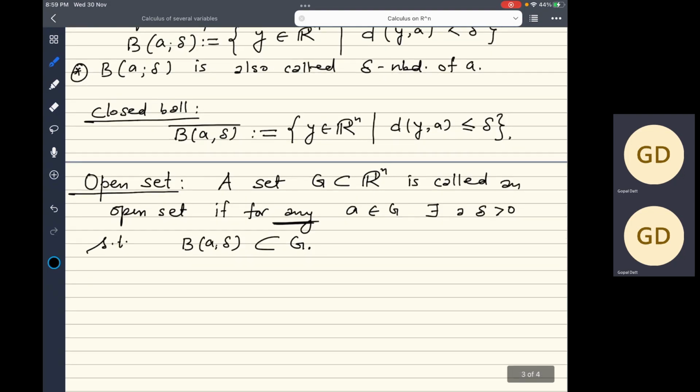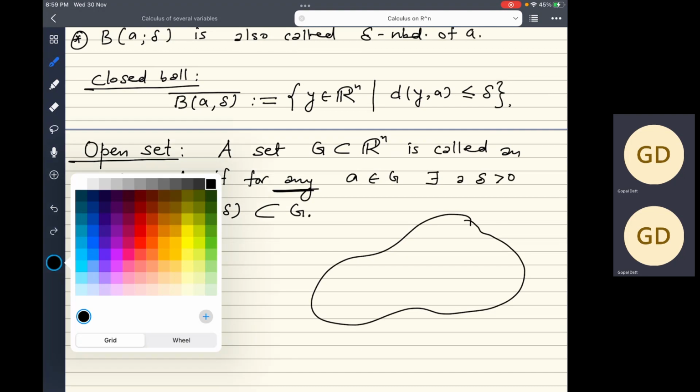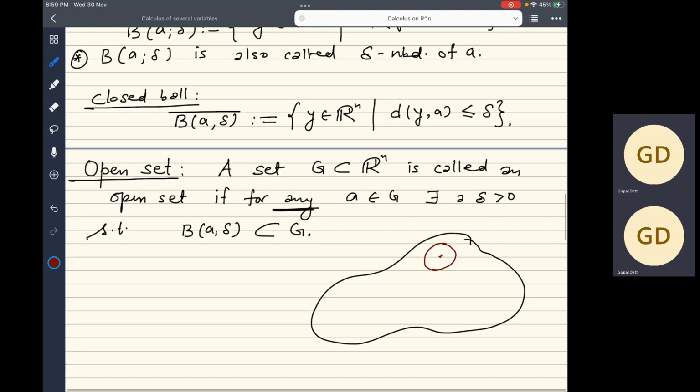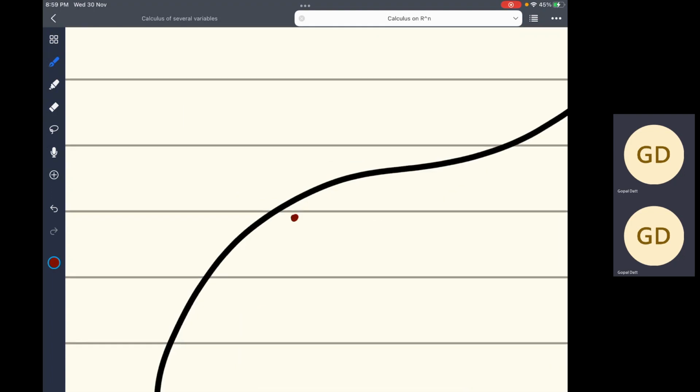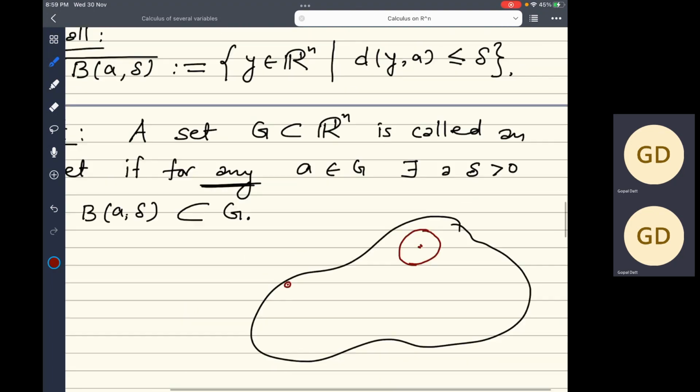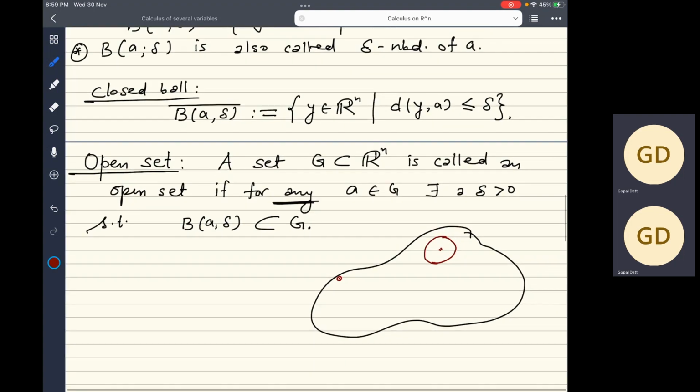It is like this. Let me make a figure. Suppose we are in Rn and here is a set G. It is open if for any point, take any point A here, we can find a ball centered at A with some radius, and this ball is entirely contained in G. If we take this point, then we can also make a smaller ball here, which is entirely contained in G. If this happens, we call G an open set.